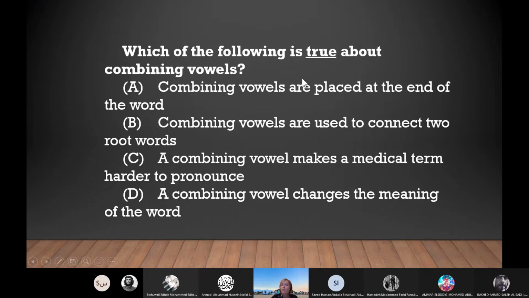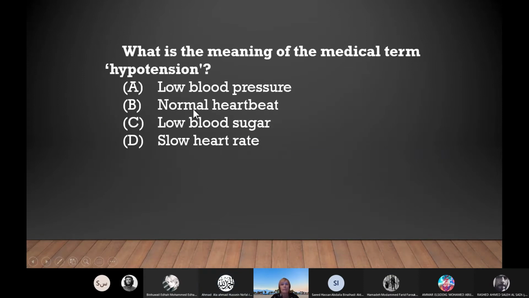I believe this question was in your first exam. Which of the following is true about combining vowels? Are they placed at the end of the word? Are they to connect two root words? Do they make the medical term harder to pronounce, or do they change the meaning of the word? Vowels are used to connect two root words. Yes, excellent. That's right. They connect two root words and make them easier to say.